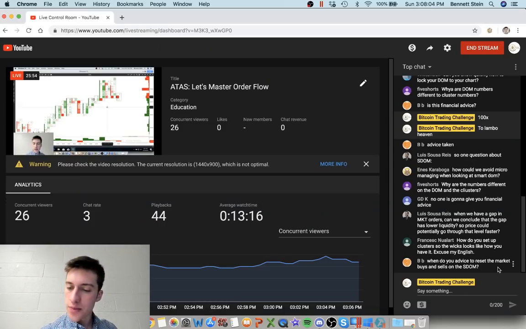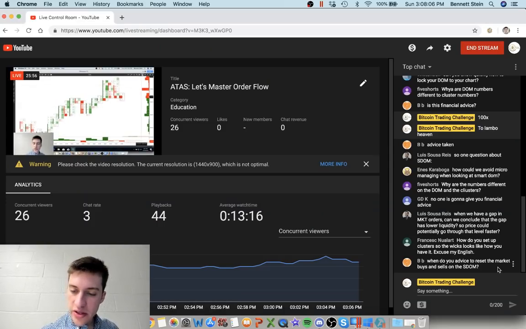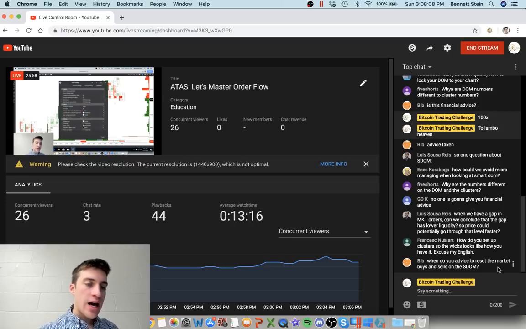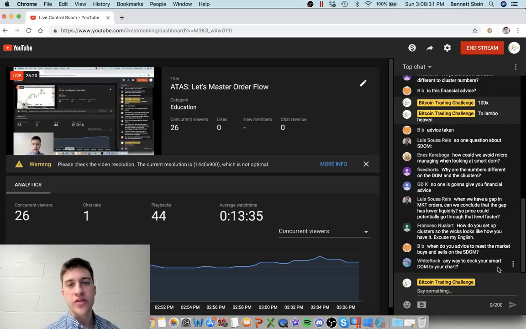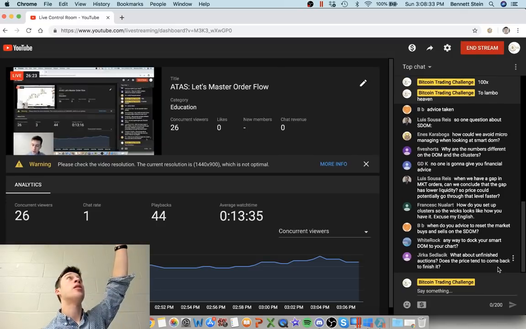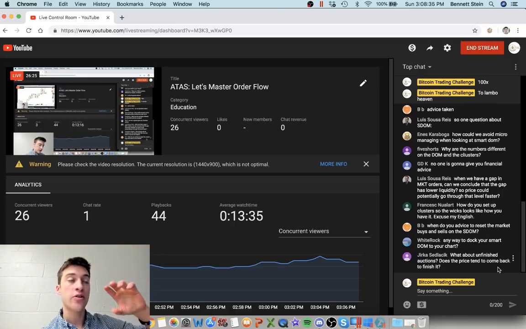All right, next question. When do you advise to reset the market buys and sells on the SDOM? I would say, if price makes one wave up, if price goes 1% higher then 1% lower, I would reset the DOM. I think it's more important to not focus on what happened before, but what's currently happening. So it depends not on the time frame of when you reset the DOM, but more on where price is. If price goes really high up, and then it returns, and then there's more action there, you may want to reset it.